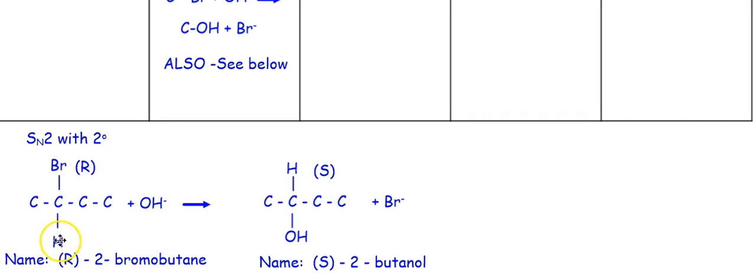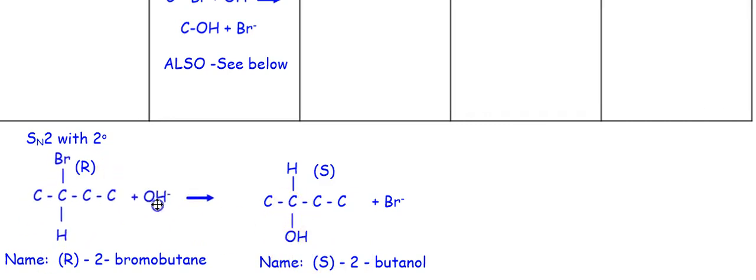The H is down below, I put it on up, and then I put the OH. Why? Because remember, it comes in from the back. Your strong nucleophile approaches your carbon from the back, pushing the bromine out. So it had to come in from the back to push it off. This becomes an S, so it becomes S-2-butanol.